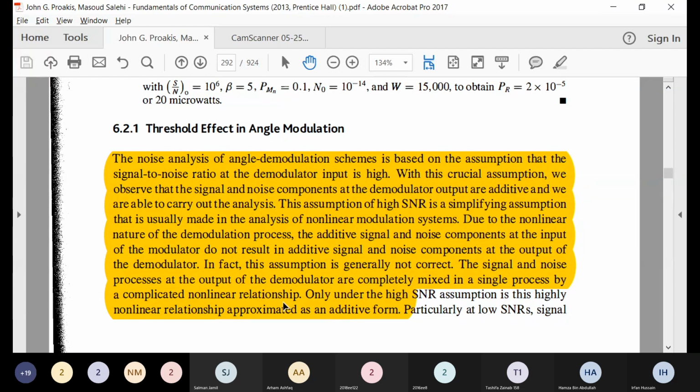By meaning an additive relationship, we have seen that there are three types of models. So you have seen nonlinear time varying, then we have LTI, and then we have a simple signal plus noise. So simple signal plus noise, the AWGN channel, which we saw earlier in chapter 1, will only hold if the signal to noise ratio is high. Otherwise it will not hold. Only under high SNR, this non-linear relationship can be approximated as an additive form. Otherwise, it cannot be approximated.